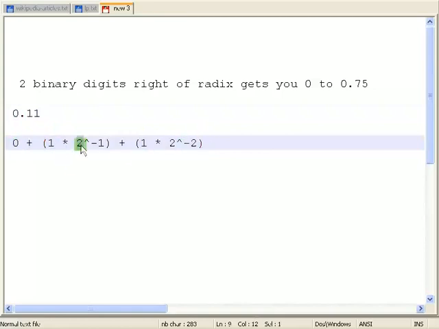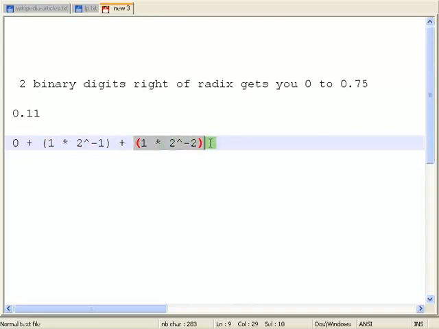So 2 to the negative 1, that is 1 over 2, which is 0.5 in decimal, and 2 to the negative 2, that's 1 over 2 times 2, so it's 1 over 4, which in decimal is 0.25. So we're going to add 0.5 to 0.25 in decimal, giving us 0.75.